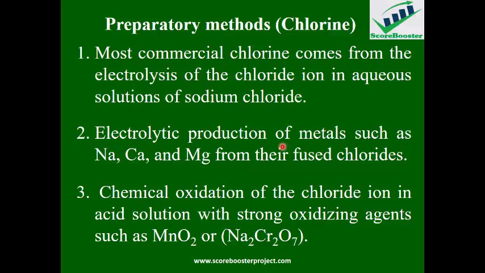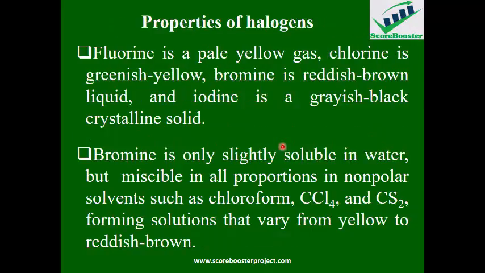If you want to prepare others like iodine, we cannot use electrolysis because iodine is not that reactive. Then we can use a displacement method. When we have an iodide compound, you can use a more reactive halogen to displace the iodine from it, so we can get our iodine.